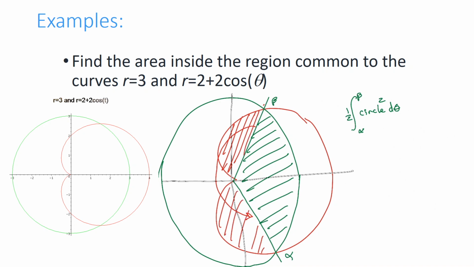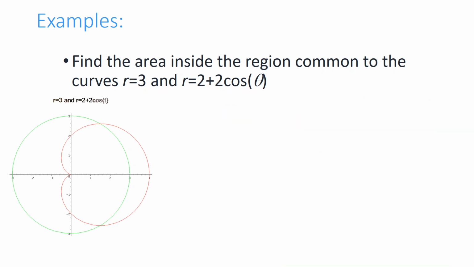So I'm going to add this to 1/2 times this from beta to alpha prime, because it's the same angle only 360 degrees forward, it's coterminal. And this is going to be a cardioid. Okay, so let's actually do this. To do it, I need to know where those points of intersection happen. And so let's go ahead and set 3, the circle, equal to 2 plus 2 cosine theta.